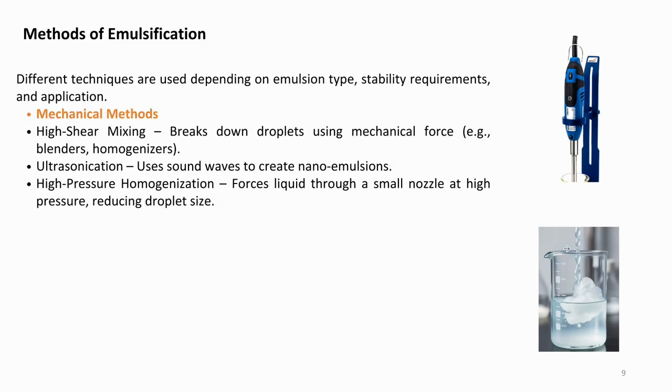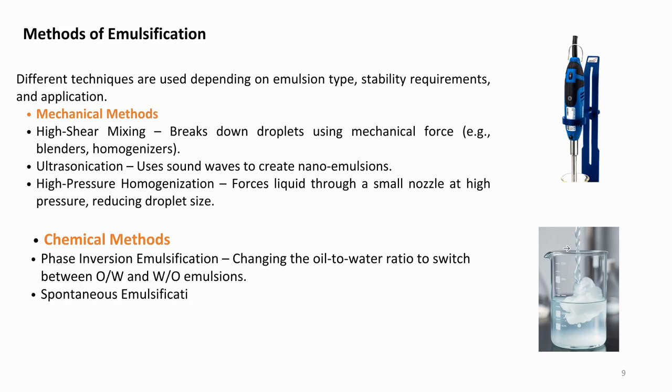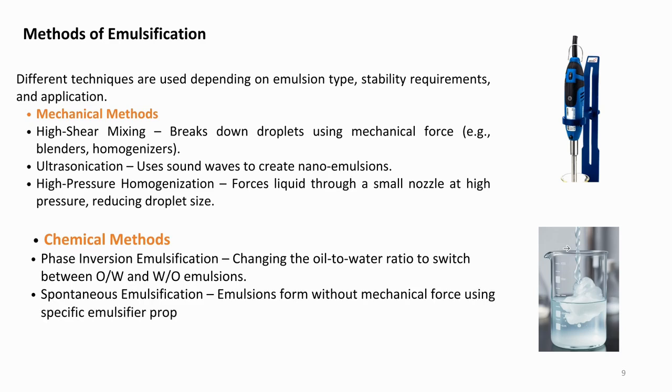So now we would like to see methods of emulsification. There are two different types of emulsification techniques normally followed in various industries. One is mechanical methods, another one is chemical methods, depending upon the emulsion type, stability requirement and its application. In mechanical methods, high shear mixing breaks down droplets using mechanical force, for example, blenders and homogenizers. In the case of ultrasonication, it uses ultrasound waves to create nanoemulsions. High pressure homogenization is also used in industries. It forces liquid through a small nozzle at high pressure, reducing droplet size.